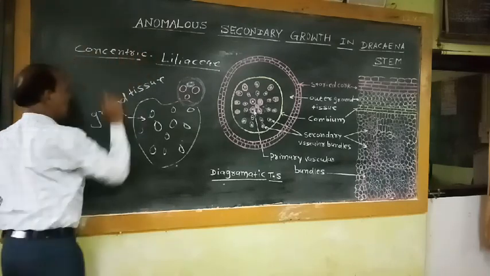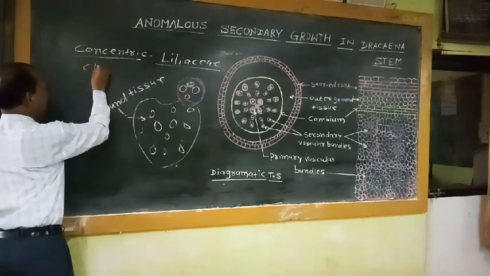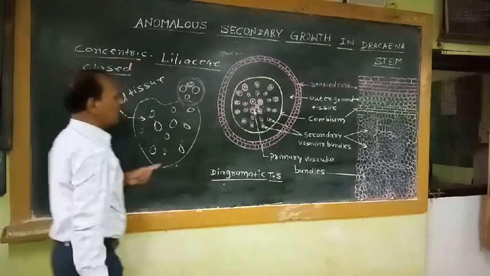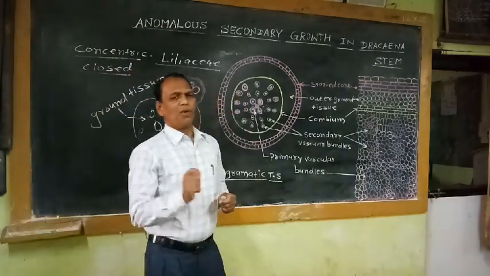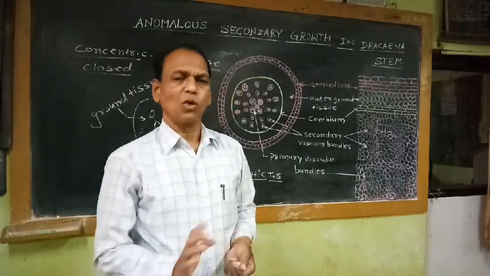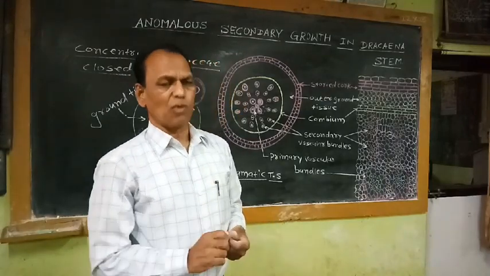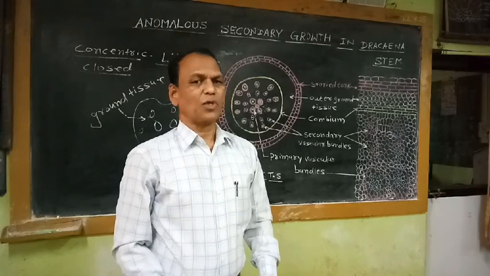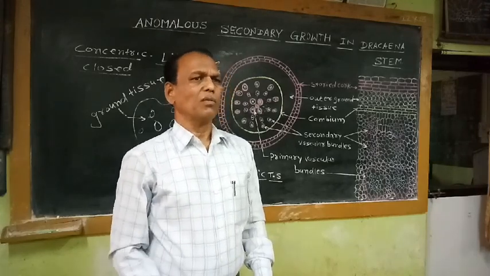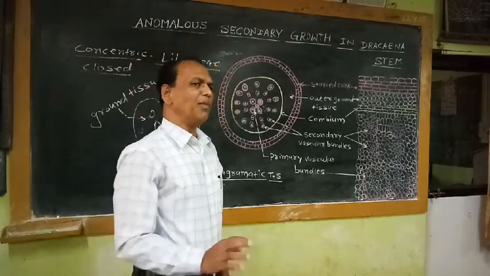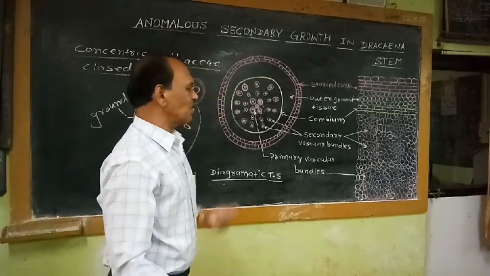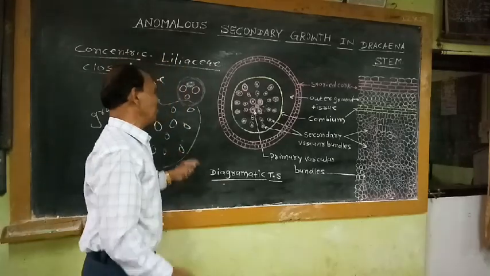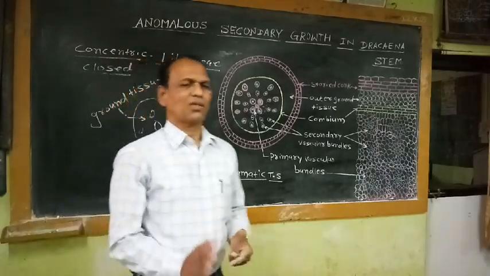So in Dracaena, vascular bundles are concentric and closed type. That means due to absence of the cambium in between xylem and phloem, vascular bundles are commonly called a closed type. And due to this closed vascular bundle, due to absence of the cambium, secondary growth is not possible. Even though secondary growth is not possible in many monocot plants, this Dracaena shows secondary growth. So how secondary growth begins, I would like to discuss.